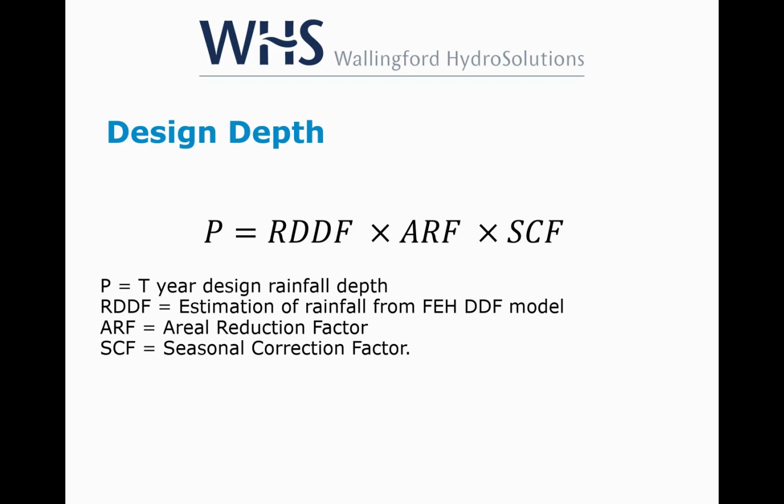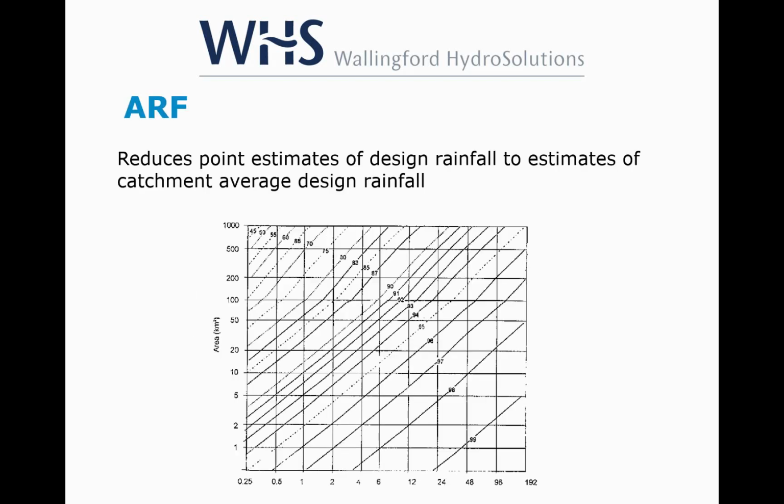So far we've estimated our RDDF, i.e. the rainfall estimated from the FEH DDF model, but we also adjust that rainfall using an ARF and an SCF factor. So the ARF is the areal reduction factor and the SCF is the seasonal correction factor. So the ARF reduces our point estimate of design rainfall to an estimate of a catchment average. So the idea is that if we've got a really big catchment, and we've got a small duration event, the idea of a catchment-wide storm isn't really applicable, so we reduce our rainfall to sort of replicate a catchment-wide storm.